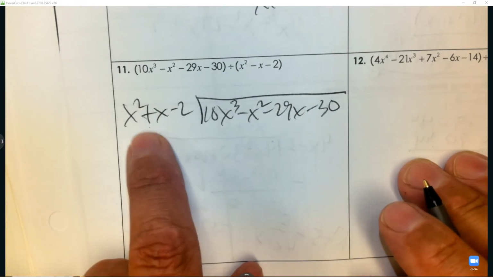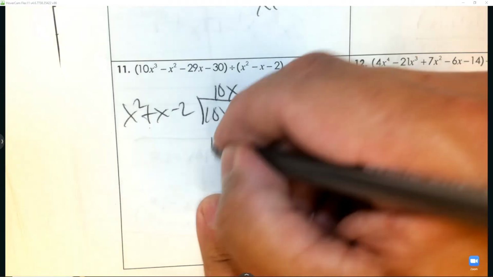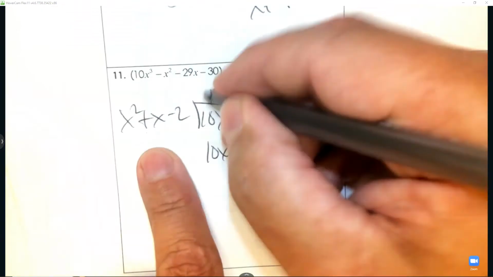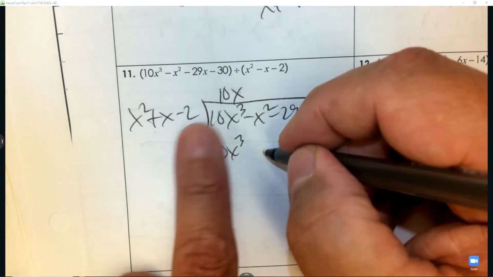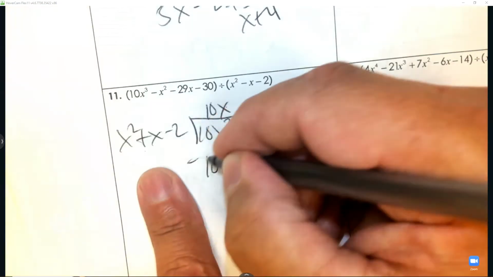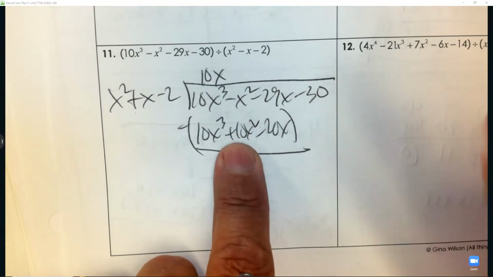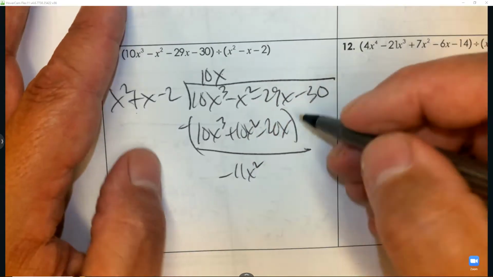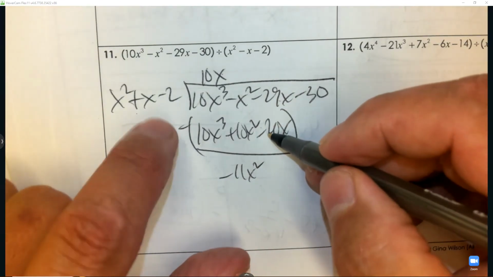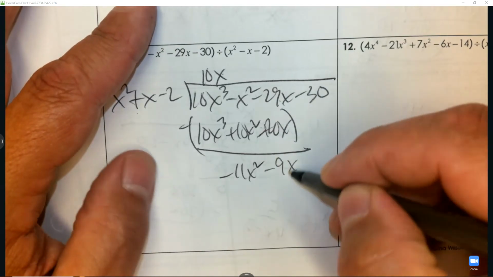So we're going to divide it again, the power over the power. So 10x cubed divided by x squared is 10x, and then we multiply each term. So we get 10x cubed, 10x squared minus 20x. Then subtract. Just make sure that that subtract sign gets distributed. Negative 1 subtract 10 is negative 11. Negative 29. When you subtract a negative, you're adding. So that's plus 20. So that makes it negative 9x.